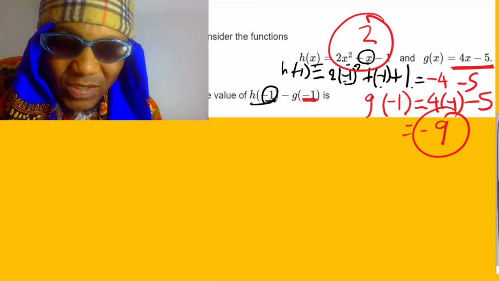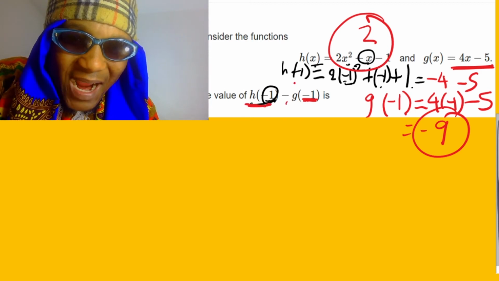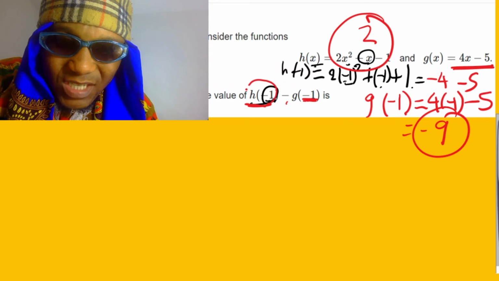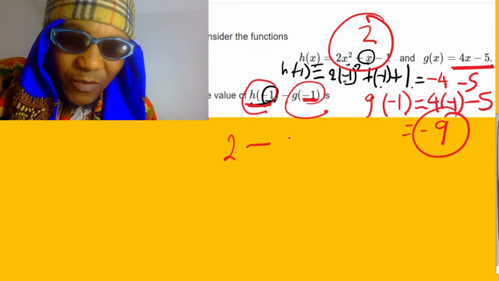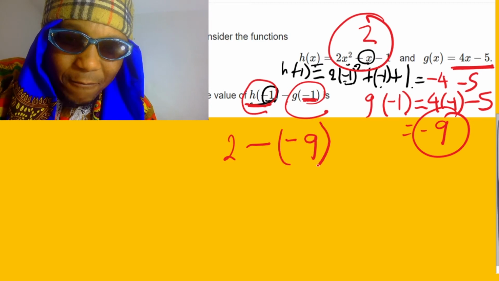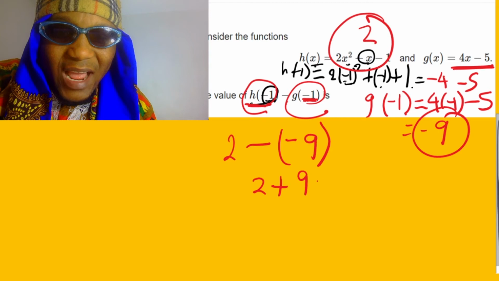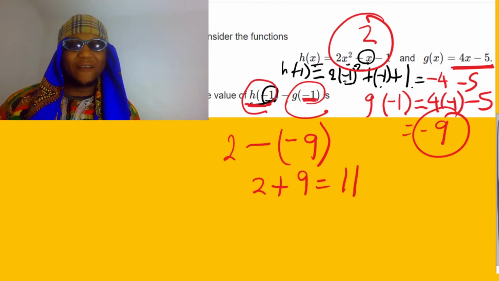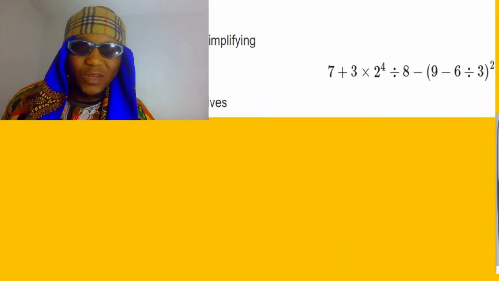So now we have to finalize. They say take H of -1 minus G of -1. So what is H of -1? H of -1 equals 2. What is G of -1? G of -1 equals -9. So negative, negative becomes positive. So 2 plus 9 equals 11, positive 11. So that's how you can do this question. It's easy. We can do the next one.